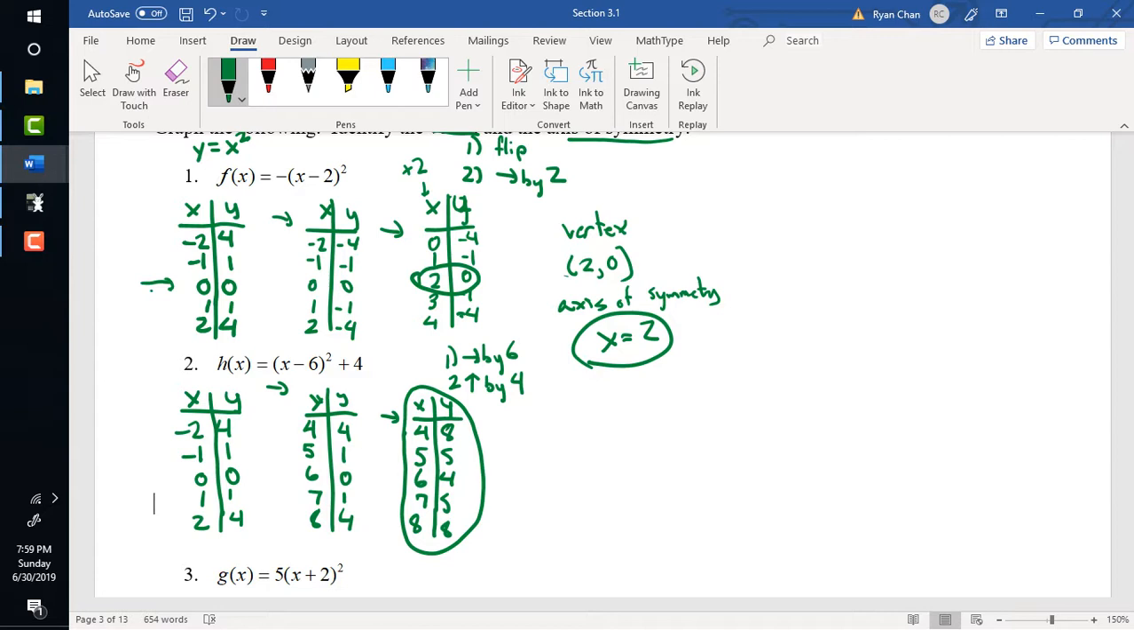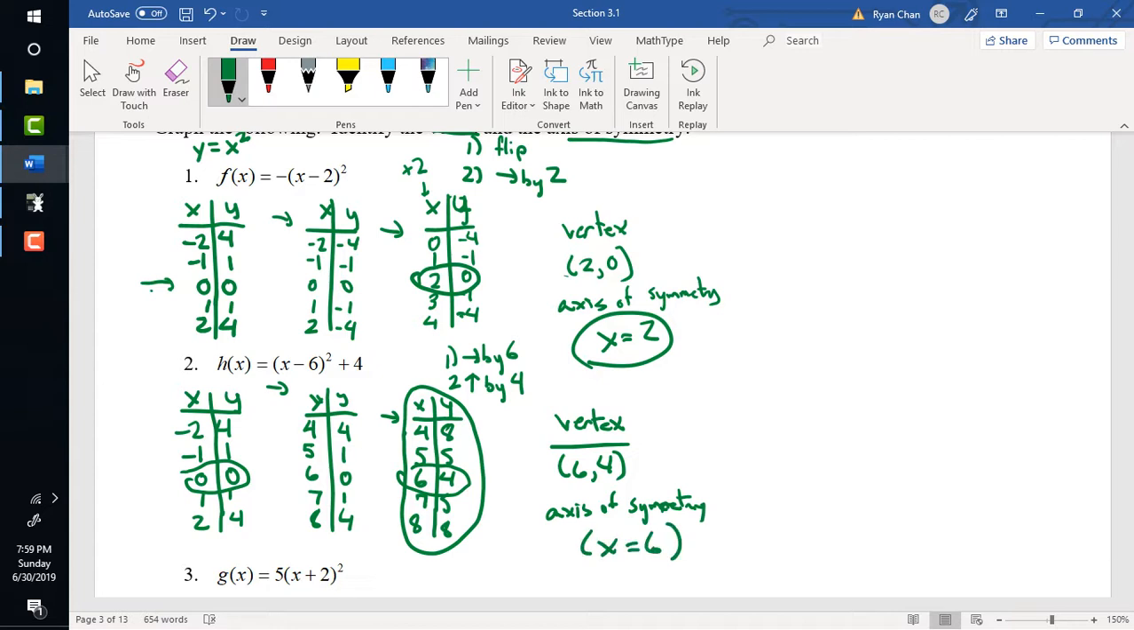So your vertex is right here, and then notice where it ends up. So my vertex is (6, 4), and my axis of symmetry is x equals 6.